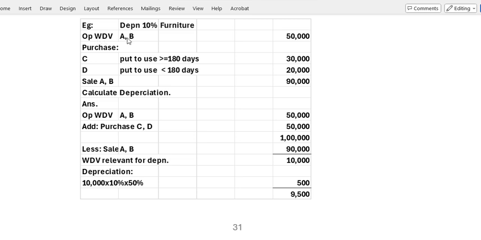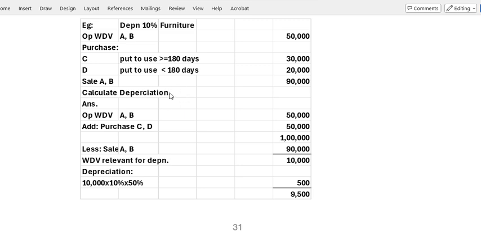Now open WDV: two assets, A and B, two furniture A and B are there. So we have purchased two more assets. The opening WDV for the two assets A and B is 50,000. We have purchased C and D. C is put to use for more than 180 days, and its cost is 30,000, and D, used for less than 180 days, is 20,000. Now we sold A and B for 90,000.